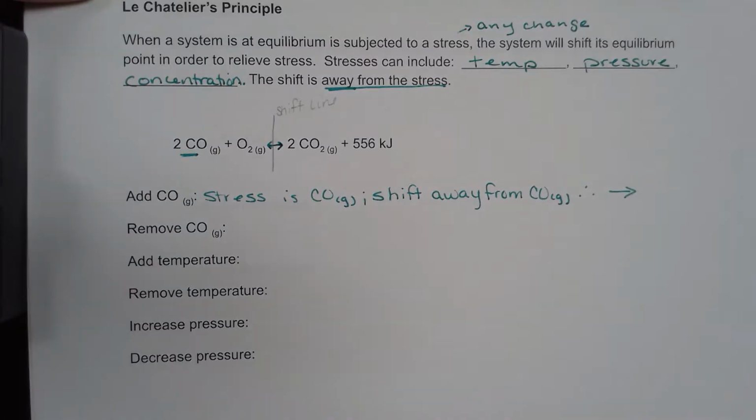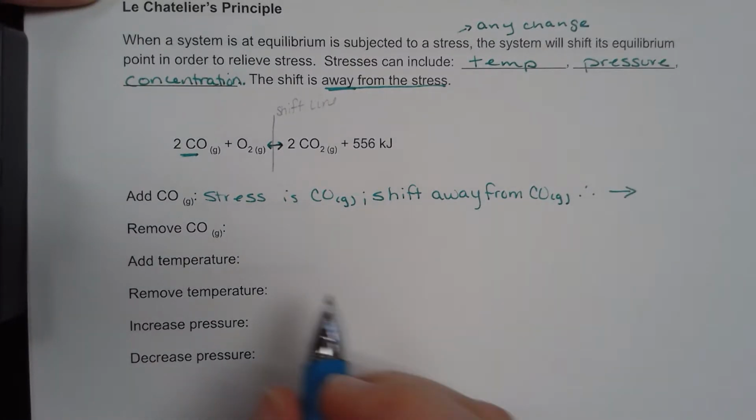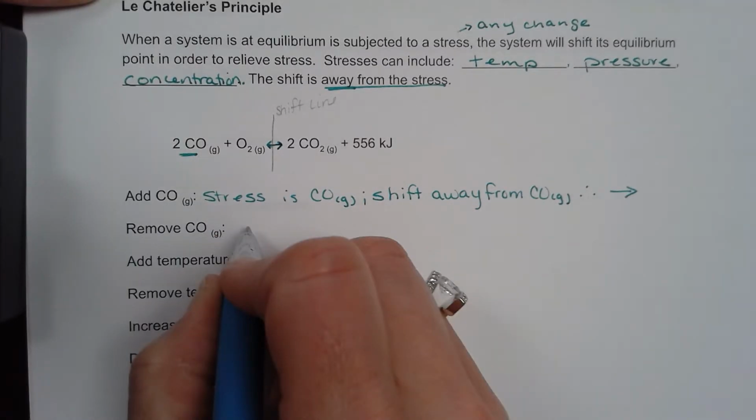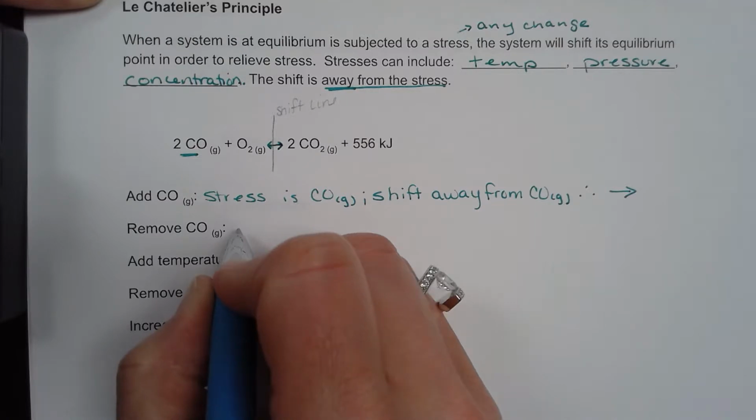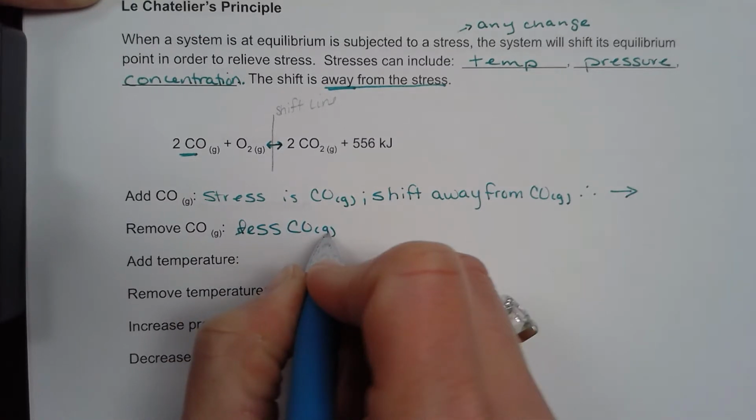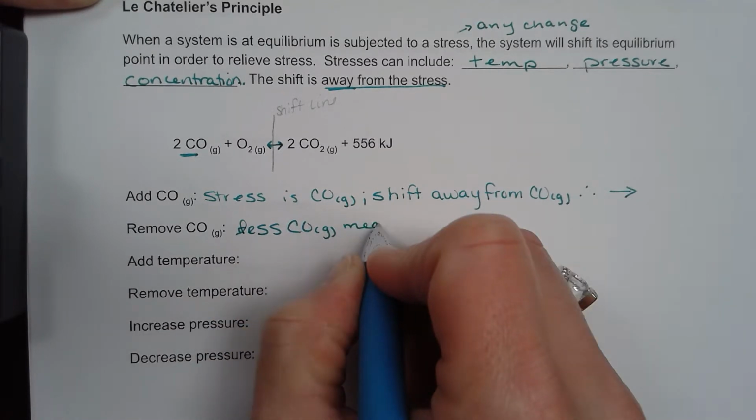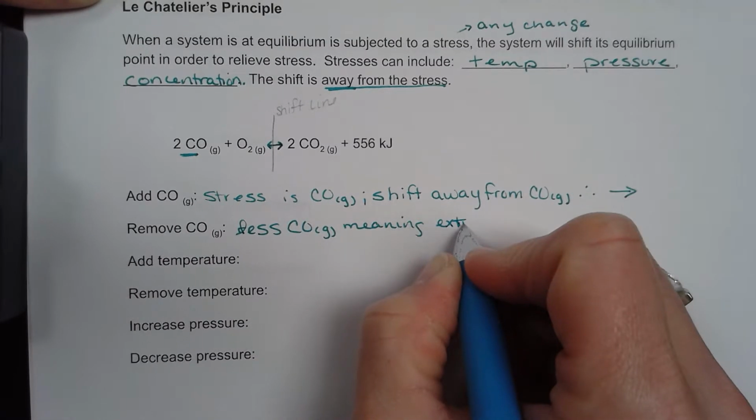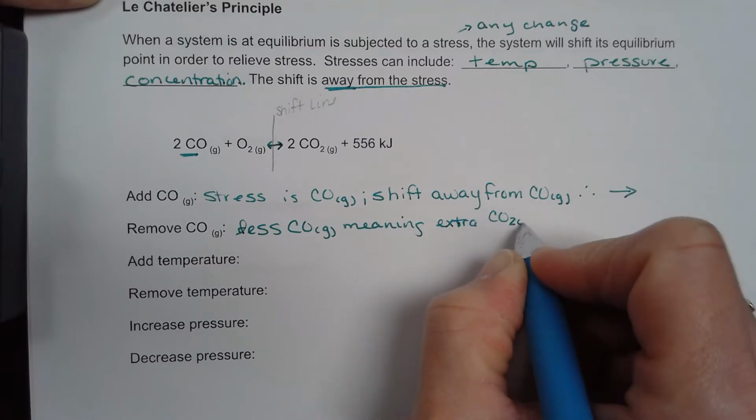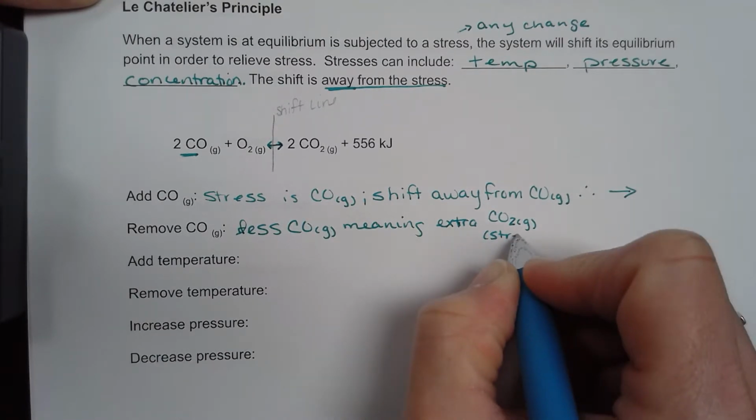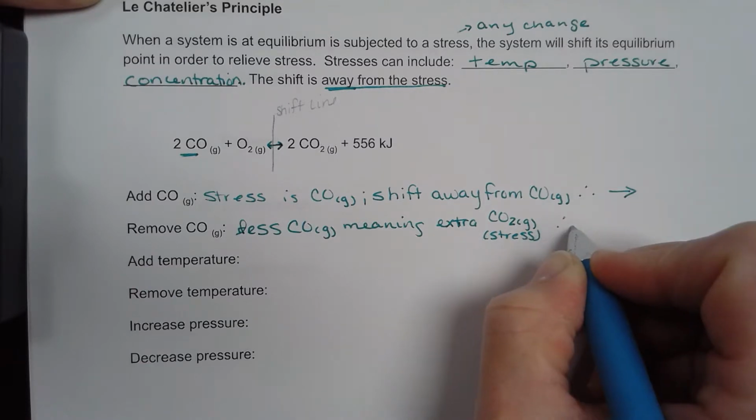Now if we remove it, that means we have less over here. And we remove, so we have less CO, which means we have extra CO2, which is going to be our stress. Therefore, we will shift left.